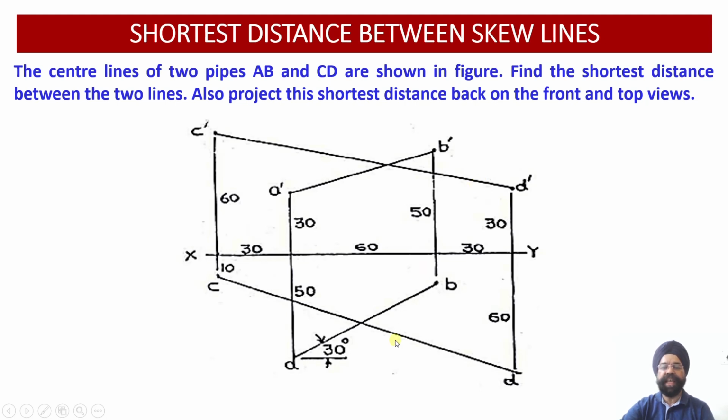So since these are the oblique lines, we are getting A dash B dash and AB as the apparent lengths in the front view and the top view. Similarly, for the oblique line CD, the coordinates of the front view, that is C dash D dash, have been provided, and the coordinates for the top view, that is small cd, have also been provided.